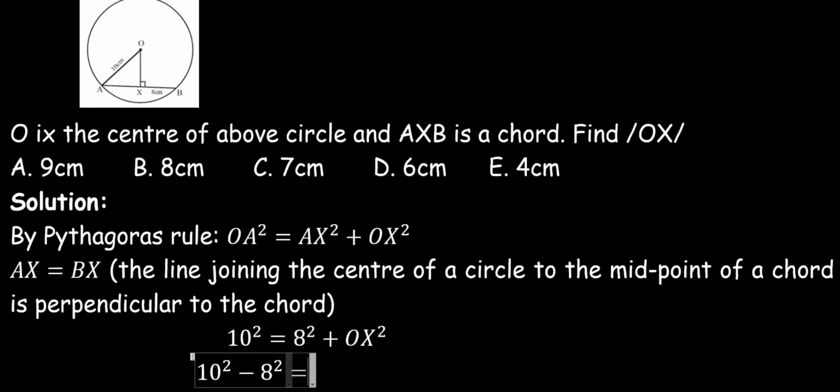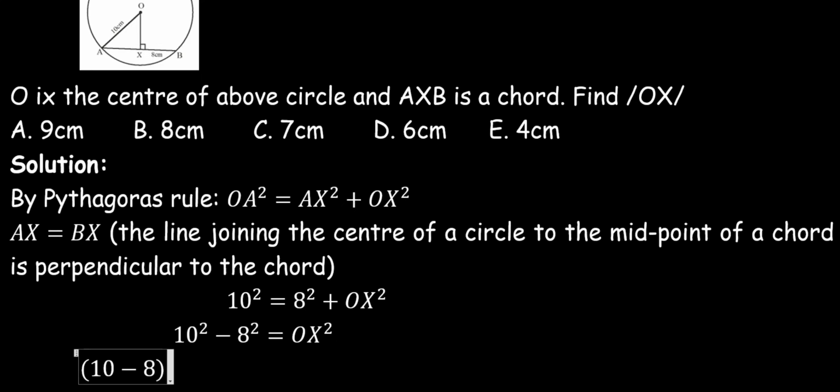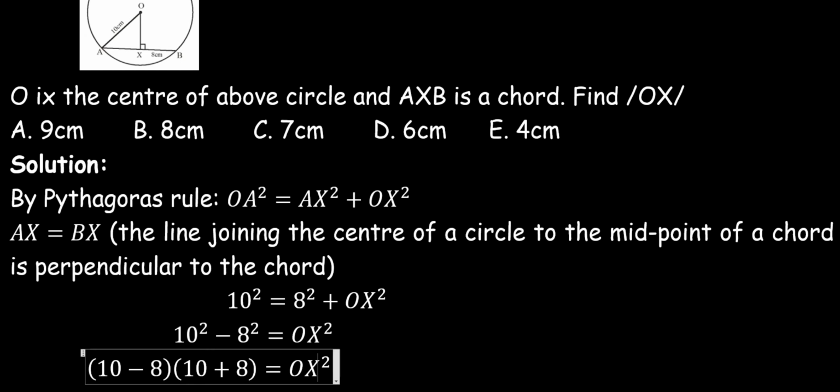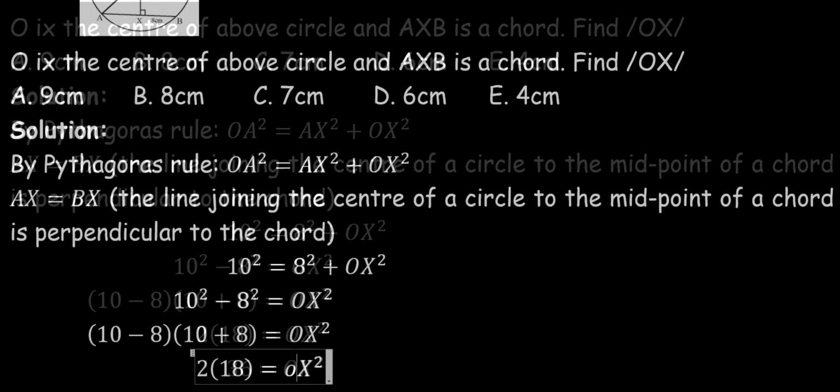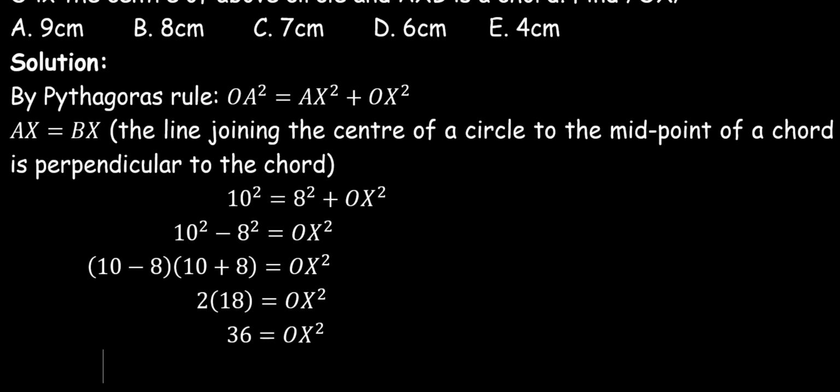Making OS squared the subject of the formula, we have 10 squared minus 8 squared equal to OS squared. Applying difference of two squares to the left hand side of the equation, we have (10 minus 8) times (10 plus 8) equal to OS squared. The result at the left hand side will be 2 times 18 equal to OS squared, and that's 36 equals OS squared. From here, OS will be equal to the square root of 36, which is equal to 6 cm.